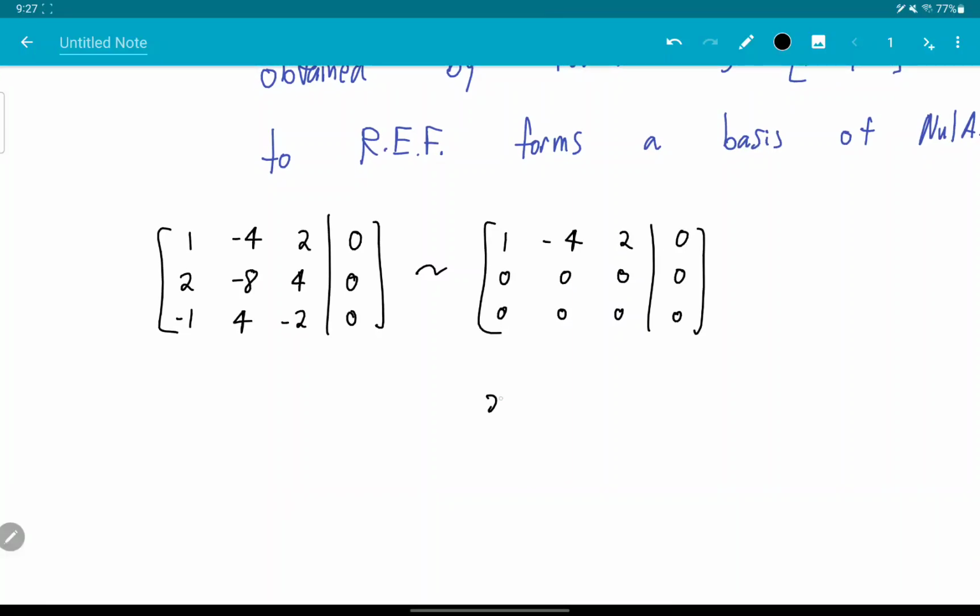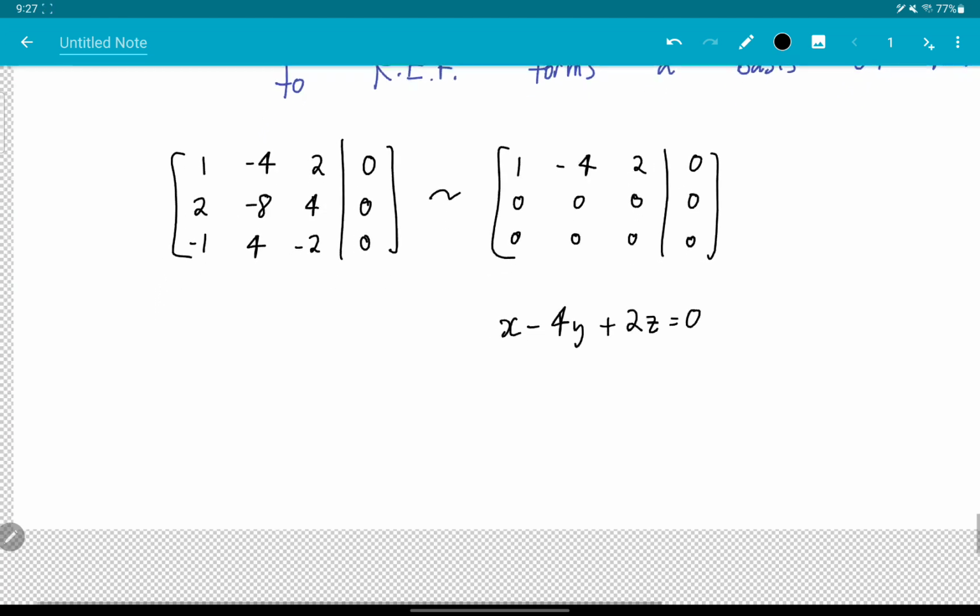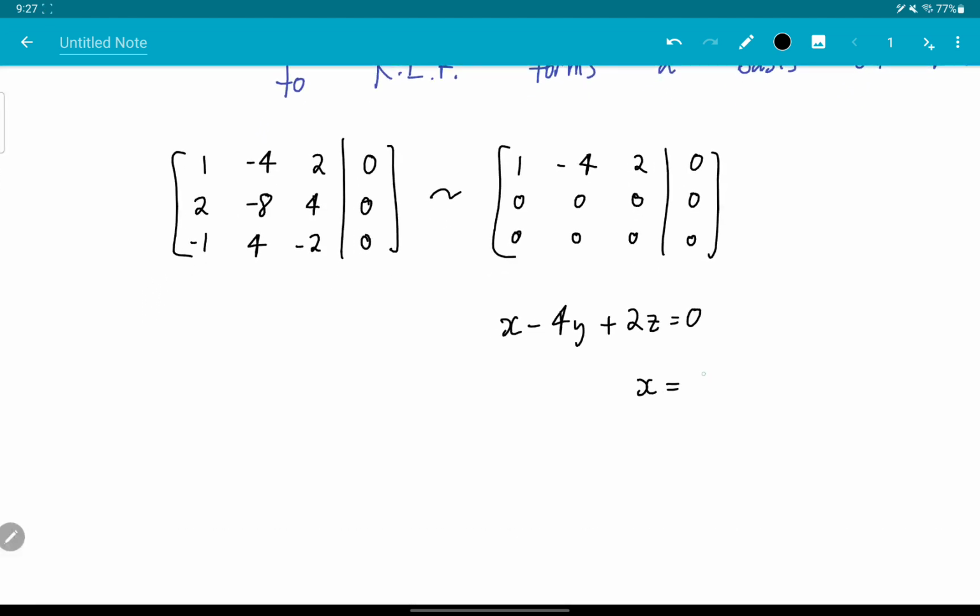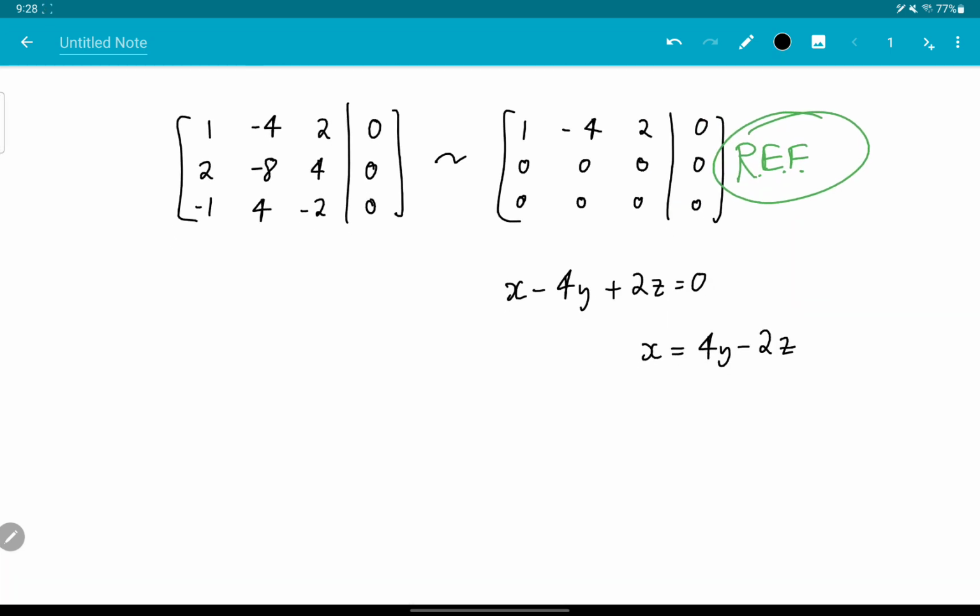So what do I find? I find that x minus 4y plus 2z is 0, giving x is 4y minus 2z. I should pause and notice that this is reduced echelon form here. That is essential. Make sure it's reduced echelon form. Underline, triple underline, quadruple underline. Where was I? Okay, solving.